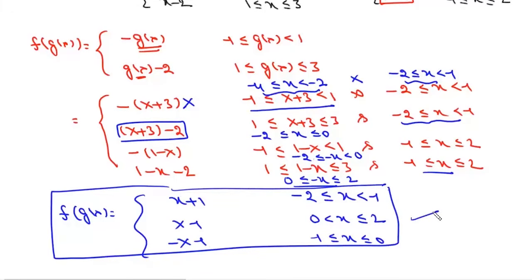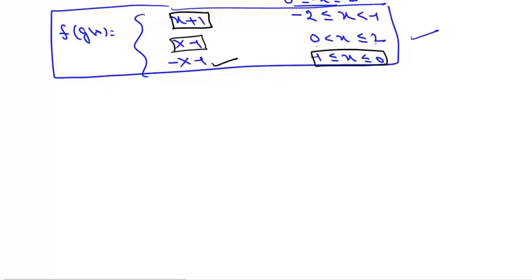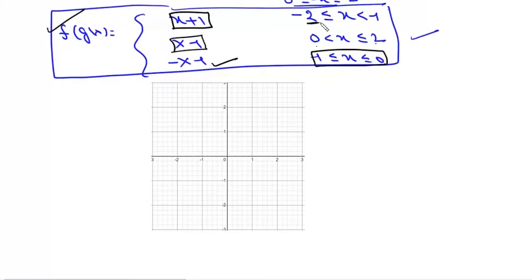using the algebraic method. Now once we have this definition of f of g(x), we can draw its graph. Now when x is -2, this value is -1. When x is -1, this value is 0. So this is x plus 1.